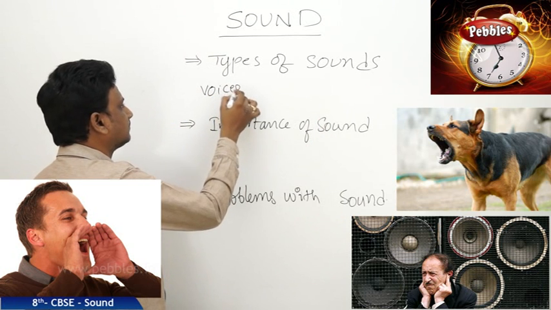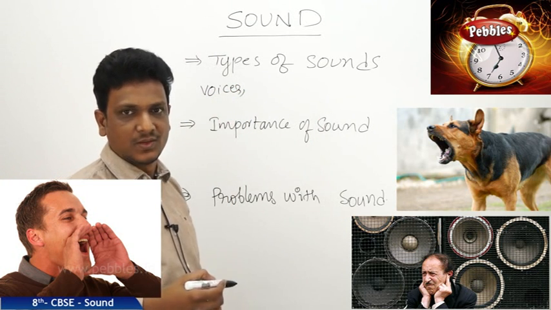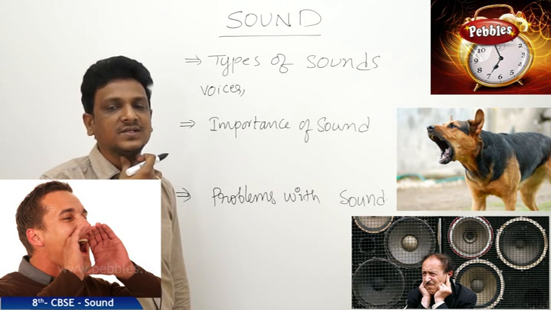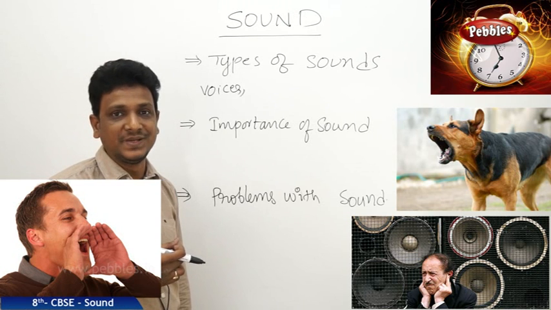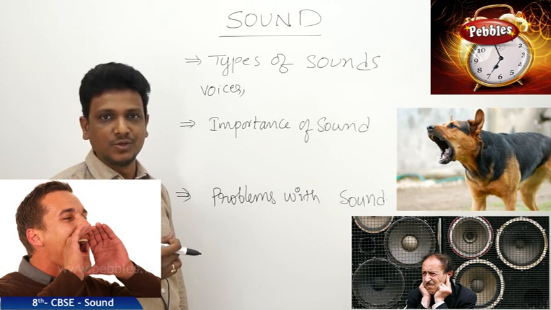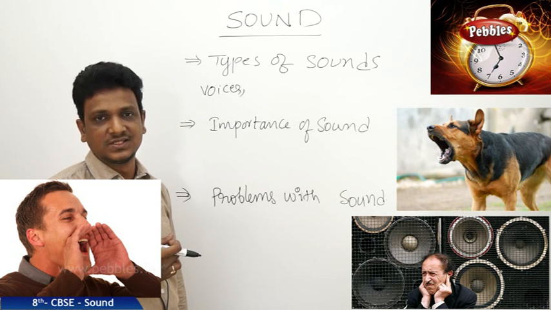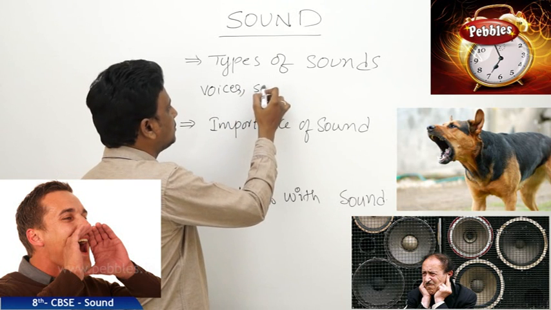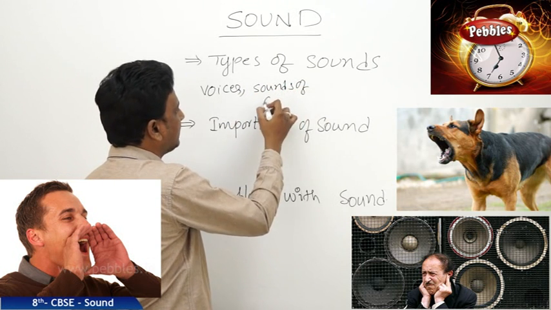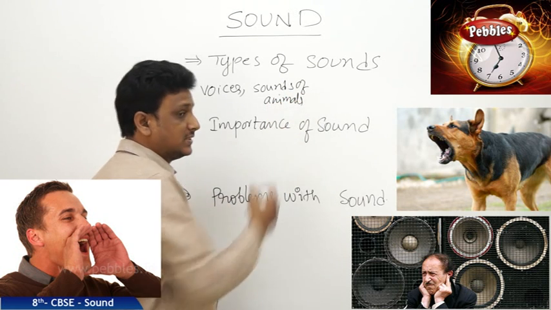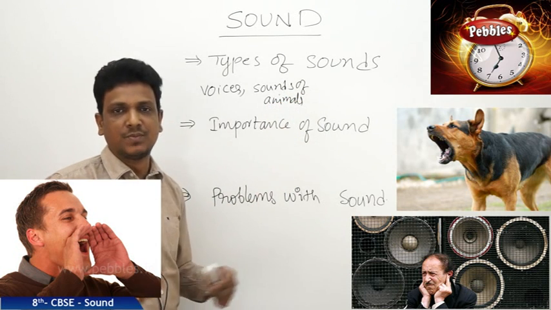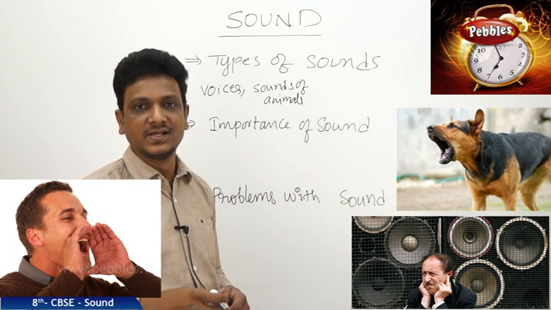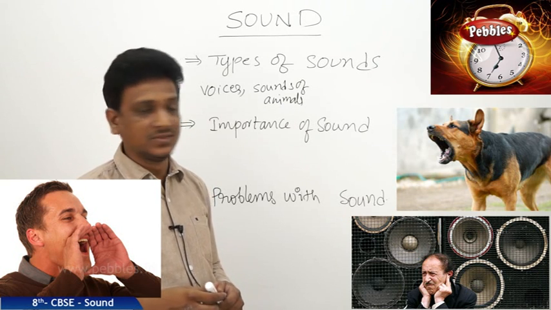Voices of people, vocal sounds. Sounds are produced by a pair of vocal cords here. That is what we call speech or language. People use it to communicate in different kinds of languages. So the voice is one. Sounds of animals and birds, these are different. You go to a zoo park, you go to a garden, you will find so many sounds of birds chirping, animal sounds. So these are different sounds.